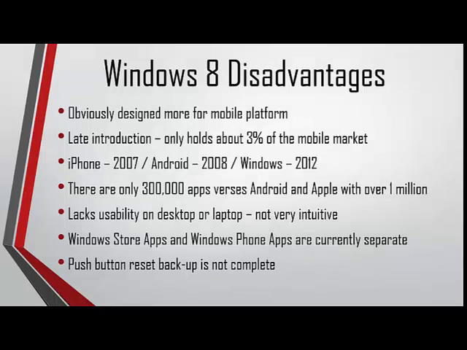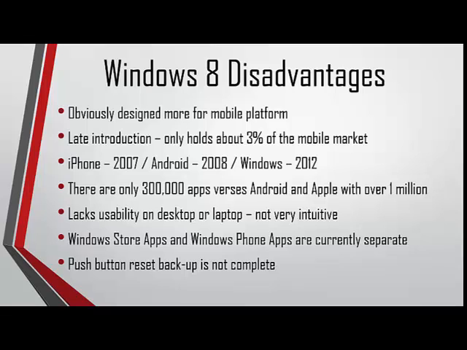So next we're going to go over some of the disadvantages. It was obviously designed more for a mobile platform. It was introduced a little bit late into the market as far as mobile platforms go. iPhone was introduced in 2007, Android in 2008, and of course Windows in 2012. Apple and Android have over 1 million apps, whereas the Windows platform only has 300,000.